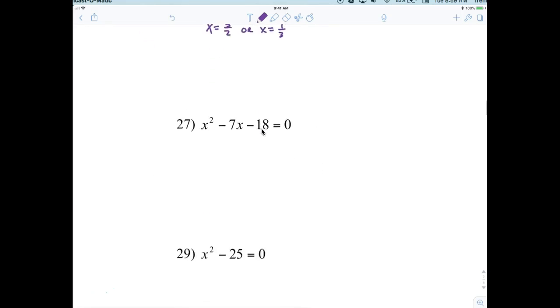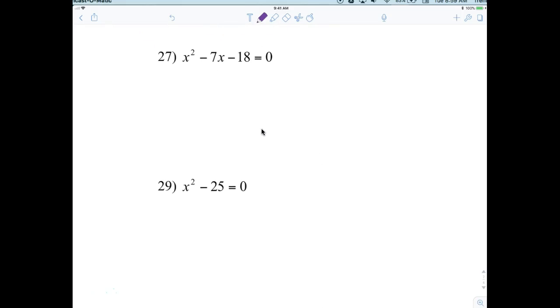All right, here we go, guys. Number 27. Now we're back to just the normal factoring, which should be very basic for you. Factors of 18 that make negative 7. Exactly. And so here we have x equals 9, or you're right, x equals negative 2. Any issues?